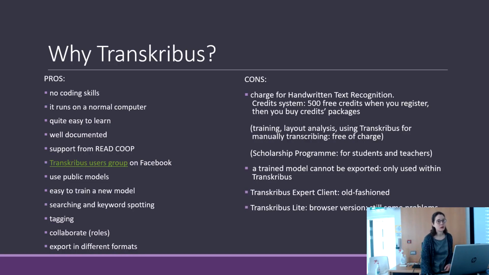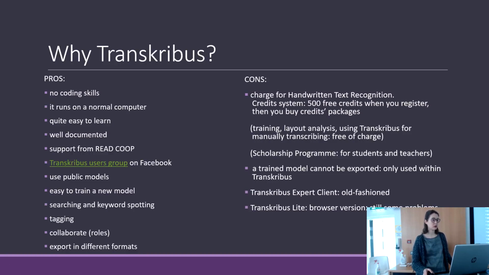But if you want to use the software and the infrastructure, you need to pay for each page you want to transcribe. When you register, you have 500 free credits, so you can transcribe around 500 free pages without paying. But then you need to buy credit packages, and there are also some options for the university if you want to buy them with the university.